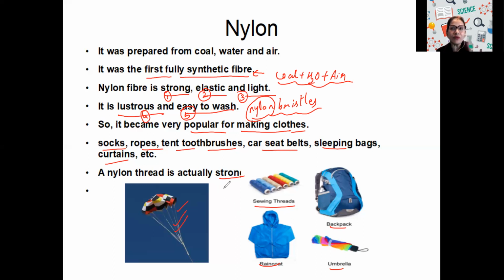So these are the 5 characteristic properties of nylon. That is, it is very strong. Secondly, it has elasticity. Third, it is light. Fourth, it is easy to wash. Fifth, it is even lustrous. So many things are made out of nylon. And how is nylon prepared? Nylon is prepared using coal, water, and air. And it's a synthetic fiber.